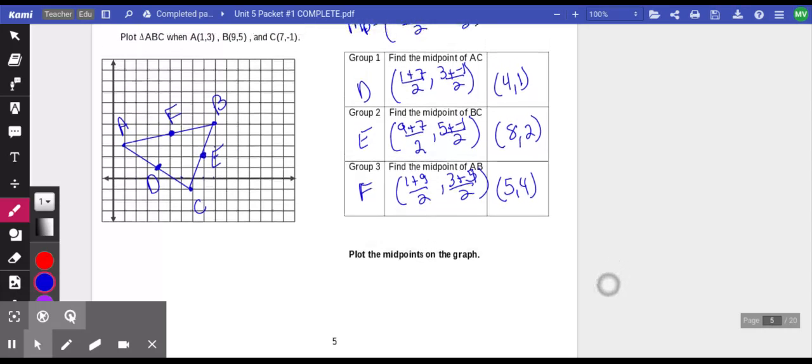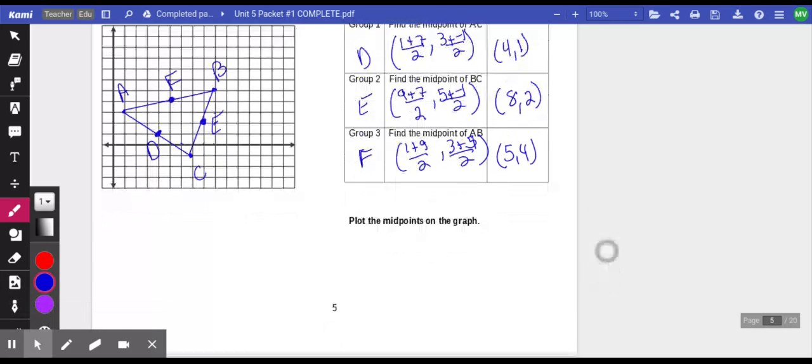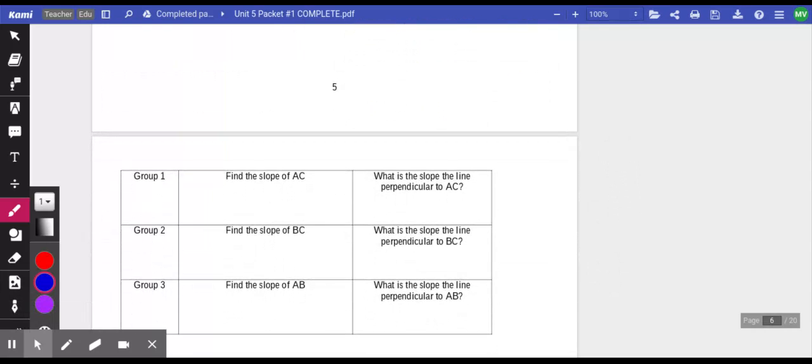So I want you to pause. I want you to find the slope of AC, the slope of BC, and the slope of AB. And then I want you to also state the perpendicular slope. Remember, perpendicular slope is the negative reciprocal. So pause and do those calculations.